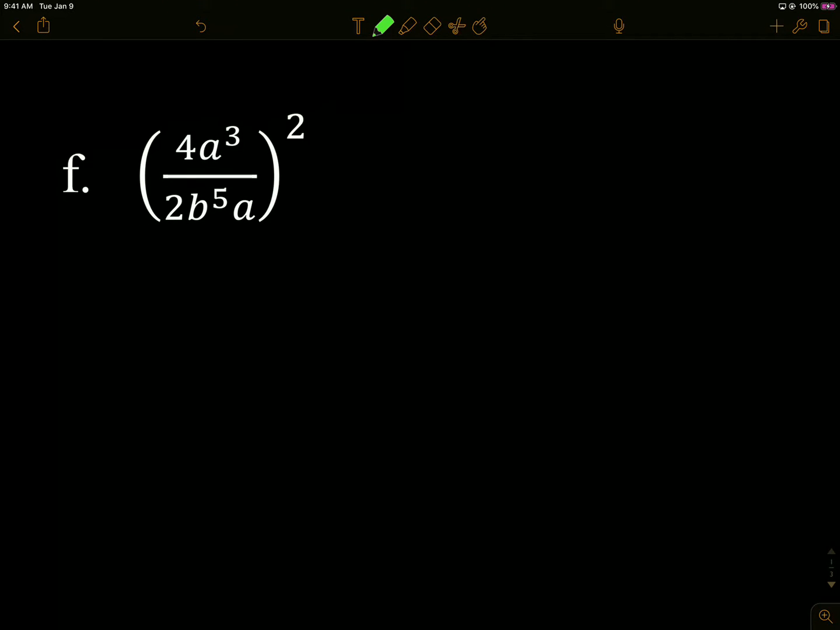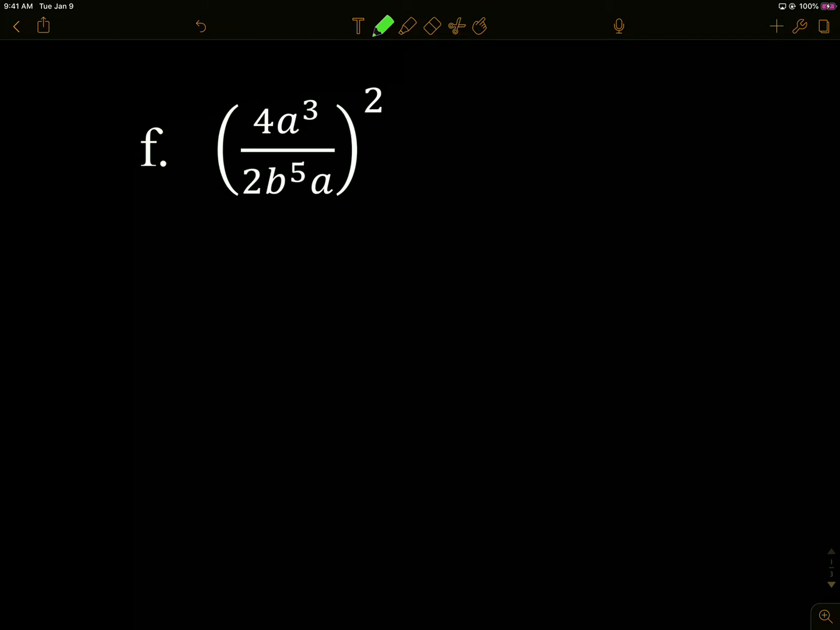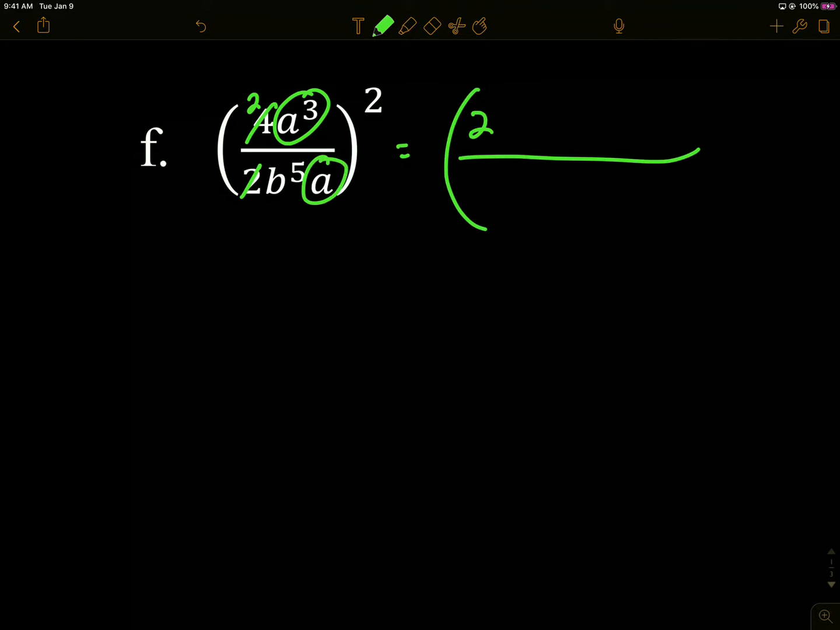All right, this one, there's a couple routes you can go. You could simplify inside the parentheses first, or you can do the squared on the outside first. I'm going to simplify inside first. So that 2 divides into 4, so I get a 2 inside of here. A to the third divided by a becomes an a squared up top.